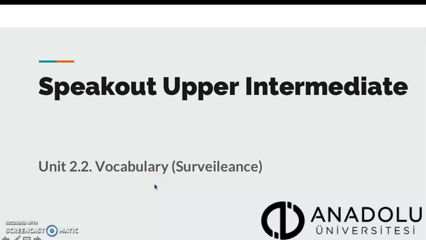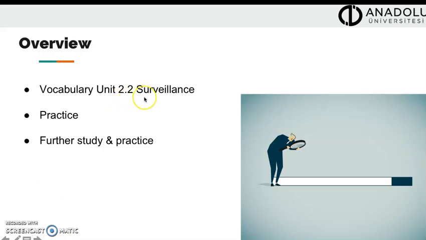Hello all. Today in this video we are going to learn the vocabulary of Unit 2.2 of Speak Out Upper Intermediate book. In this video you will have a chance to learn the meaning of the vocabulary of Unit 2.2, which is about surveillance, and we will practice the vocabulary that we have presented, and I'll suggest you some further study and practice opportunities.